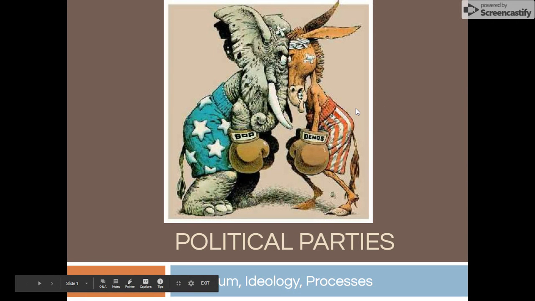Okay, so on the right, we have a donkey. And then on the left, we have an elephant. They're both wearing stars and stripes. That represents the United States. And then each animal is actually a symbol of our two most popular political parties. So the donkey represents Democrats, and the elephant represents Republicans. GOP, okay, that's another common way of referring to Republicans.